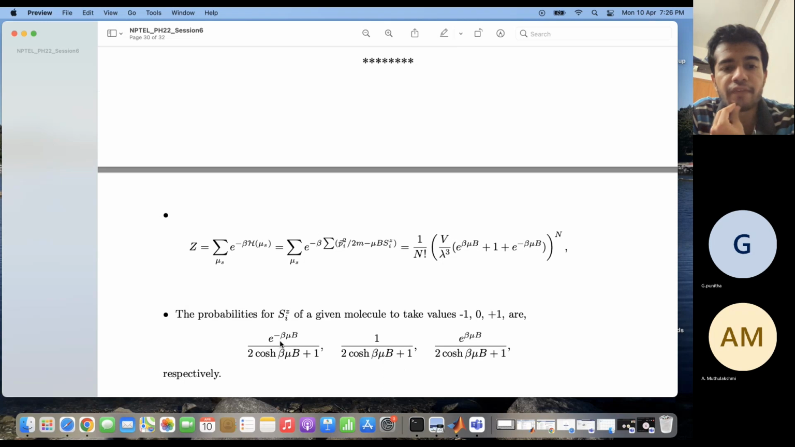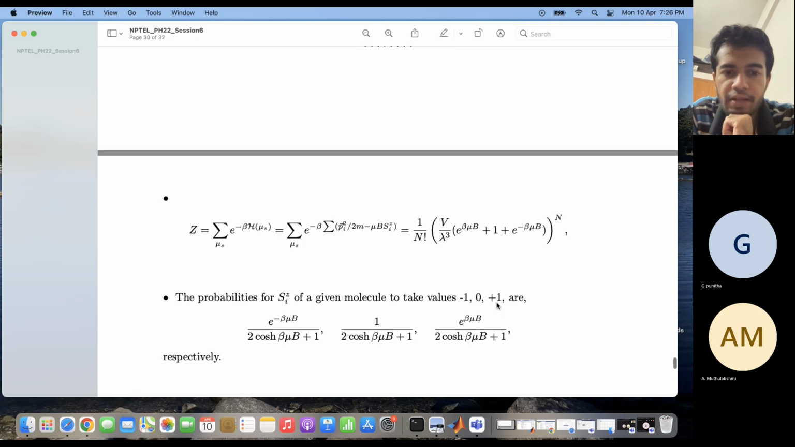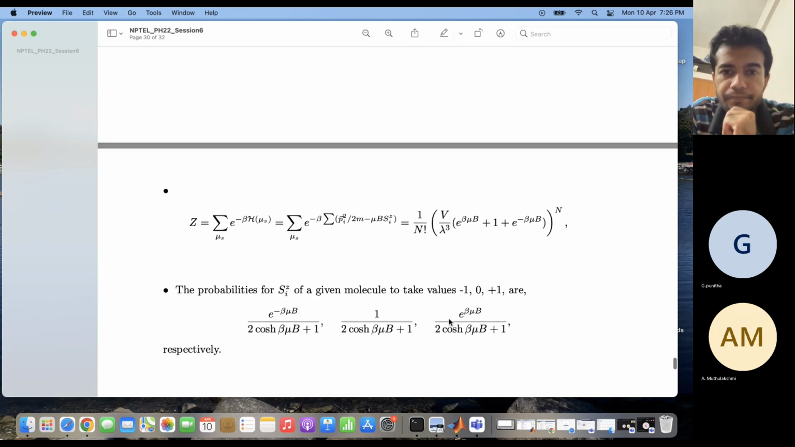And in the numerator, I will have this factor of e to the power beta mu b. And in the denominator, I'll be left with this factor, which is e to the power beta mu b plus 1 plus e to the power minus beta mu b. Now you'll see e to the power beta mu b plus e to the power minus beta mu b is equal to 2 cosh of beta mu b. So that is what this is, and there is plus 1 over here. Therefore, the probability of s_i of a given molecule to take value of -1 is given by this quantity. If it is 0, it is 1 by this quantity, and if it is plus 1, then the probability is this.